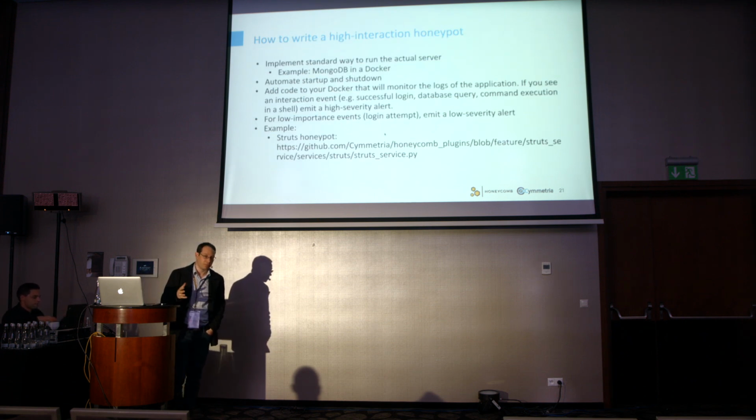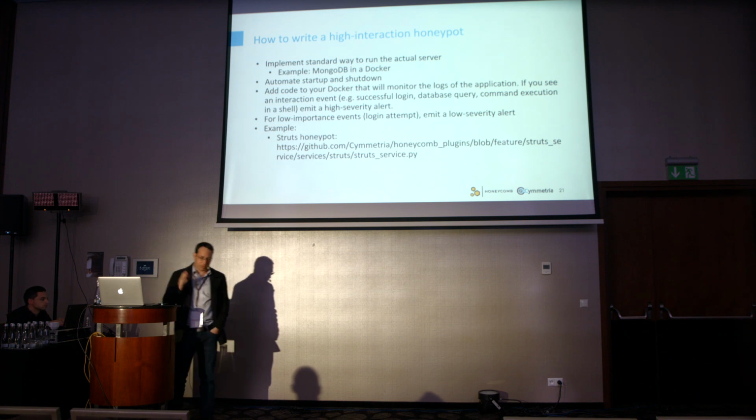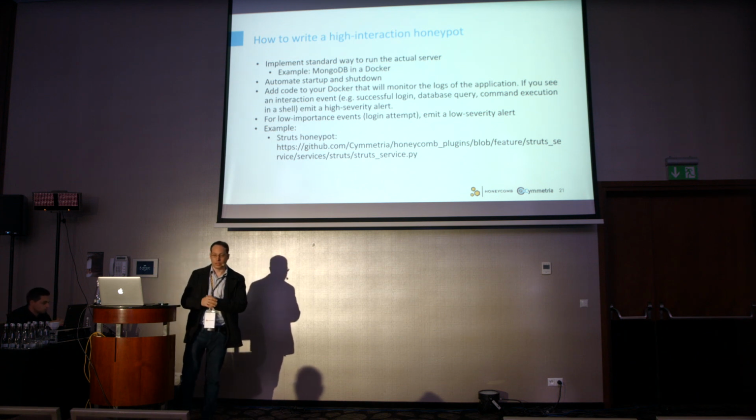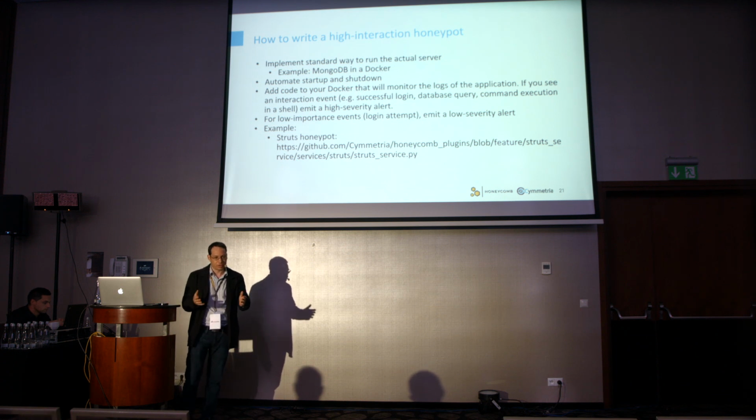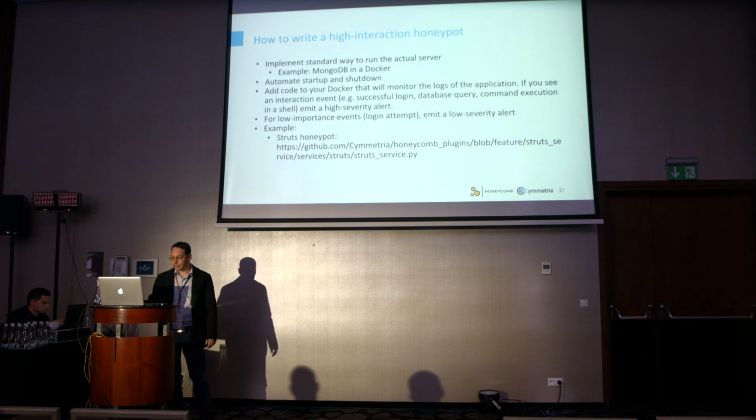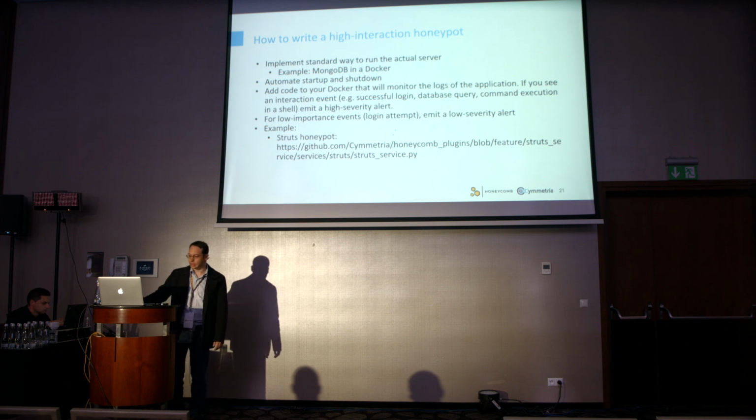Now, to write a high interaction honeypot, as opposed to these ones, the easiest thing is to run your server in a Docker, and then add a bit of code to the Docker that will monitor the logs and send them outside to your actual monitor. For low importance events, just send a low importance alert. But for the actual interaction with your honeypot, the stuff that you're looking for, for example a successful login, you will want to generate a high importance alert. As an example, you can check out our Struts honeypot on our GitHub.